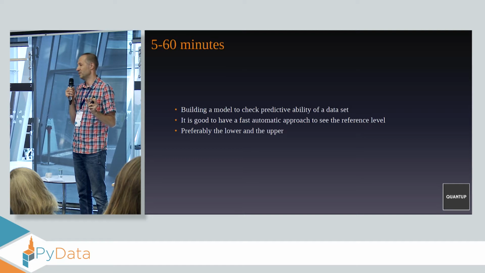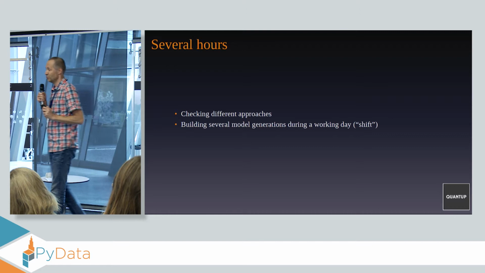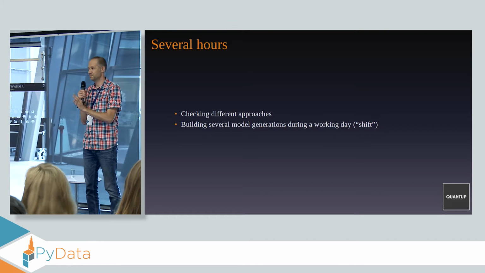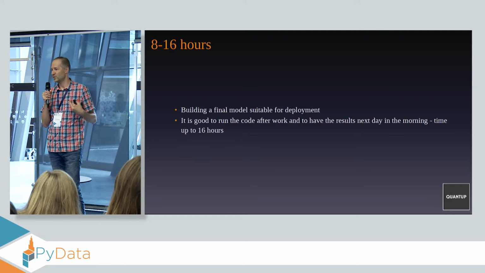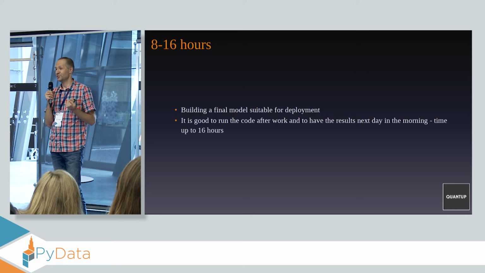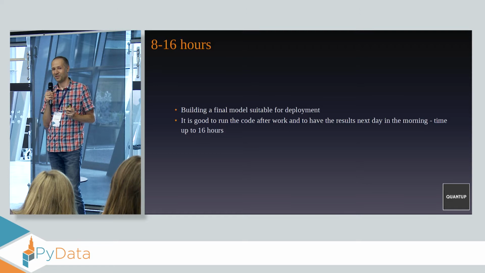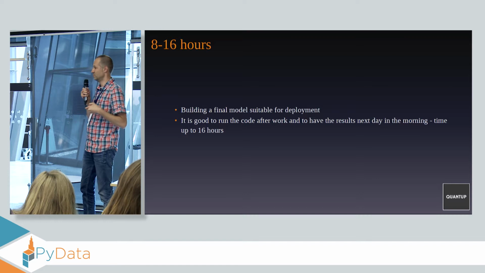The third one is a couple of hours, when you know that data quality is okay. You don't have false predictors. You build a couple of almost final models. You should be able to build them during 1 working day. And the last approach is to build a final model, this one that will be deployed, and it may take a couple of days, but it's good to start building this model after working day. For example, 4 p.m., give 16 hours and have the model built on the next day. So you have very different tasks in terms of time and usage of these models.